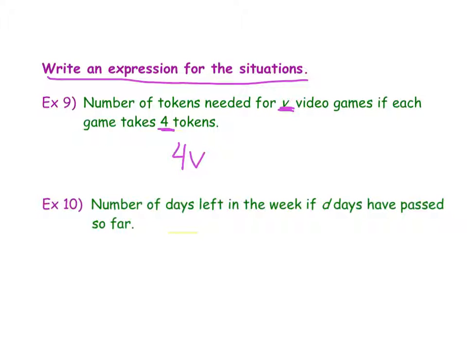Number 10, the number of days left in the week if D days have passed so far. So on this one, the number of days left in a week if D days have passed so far. So all you would do is take the number of days in a week, which is 7, and subtract D days. And if you do that, then you end up with how many days are left. Pretty simple.